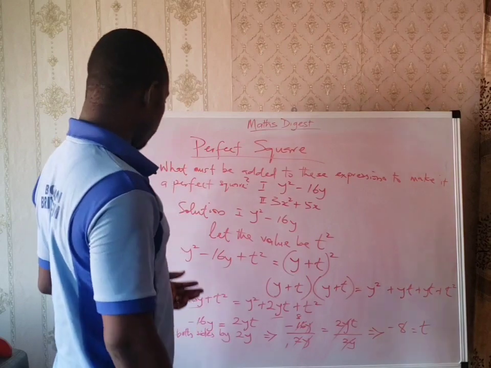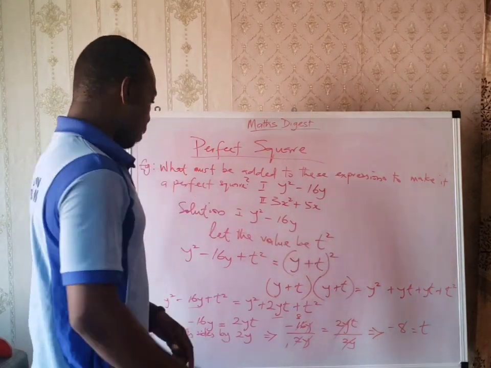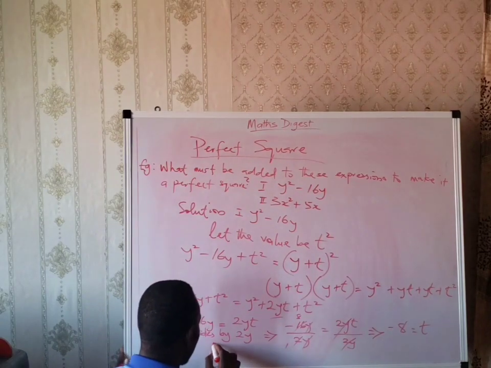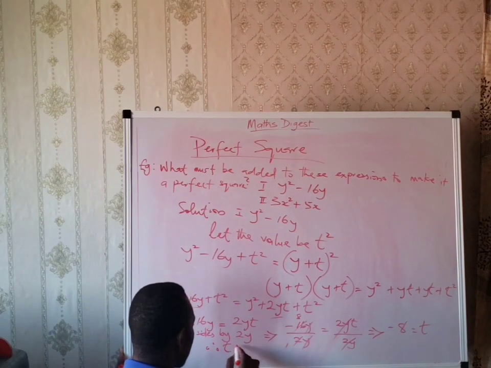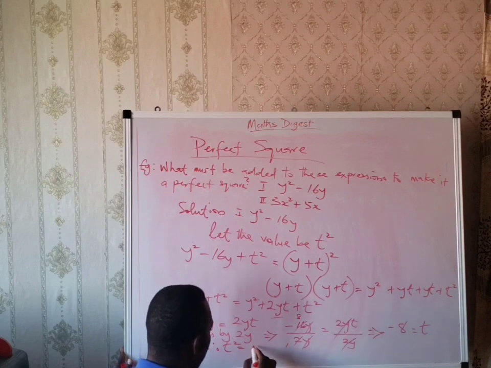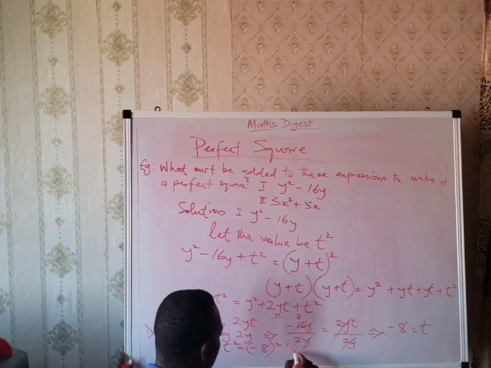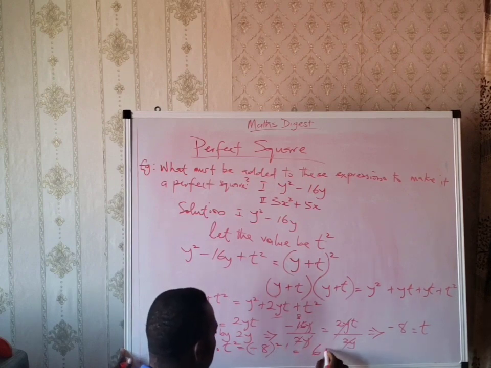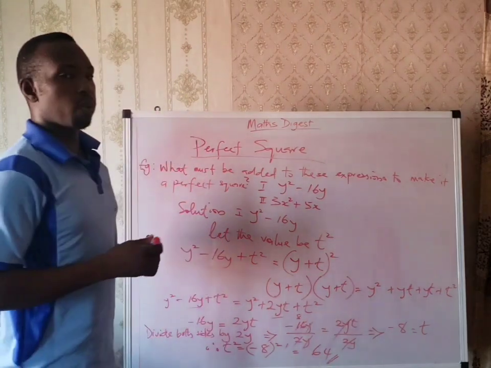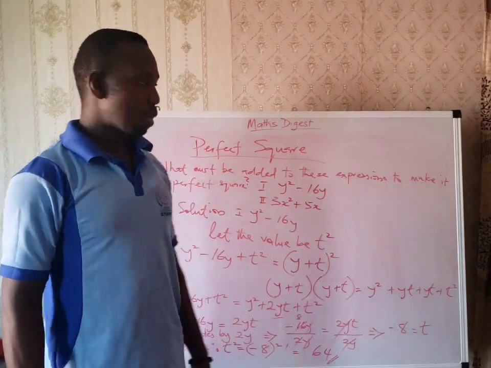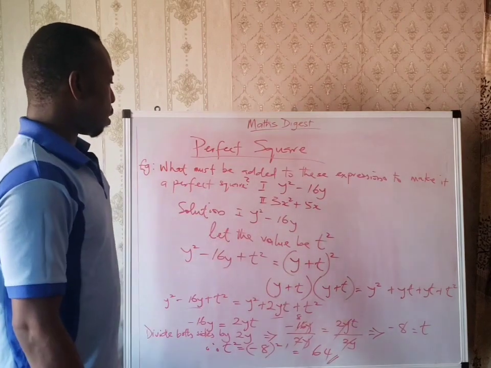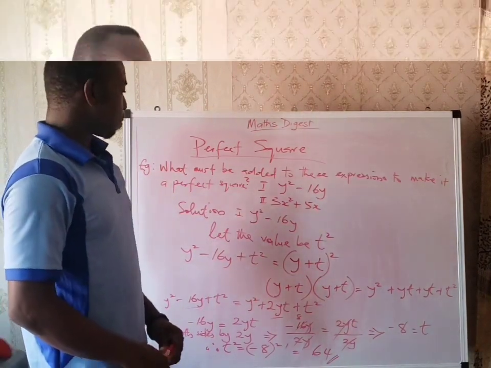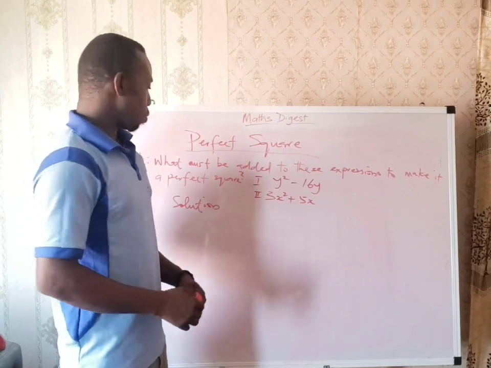Now, remember what we are looking for, the value of what? T squared. Therefore, t squared is equal to what? Minus 8 raised to power 2, which is just like saying minus 8 times minus 8, which is what? 64. Minus times minus is plus. So the answer is 64. Quickly, we are going to take the second example. So stay tuned. All right, example 2.